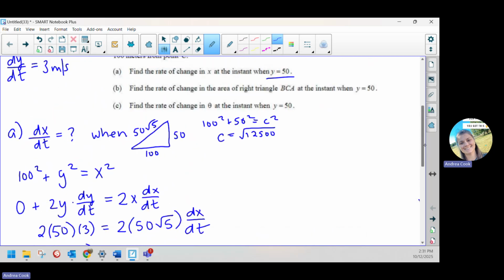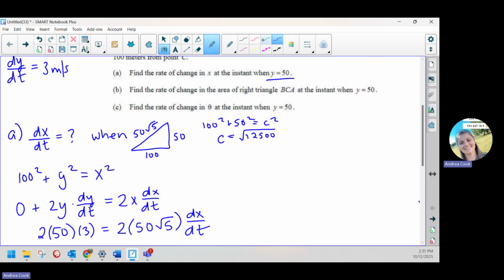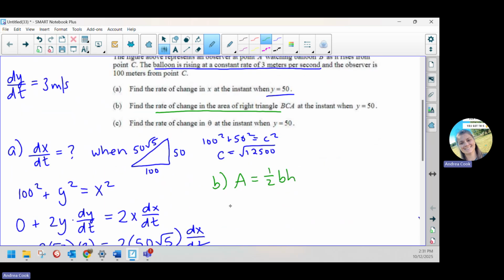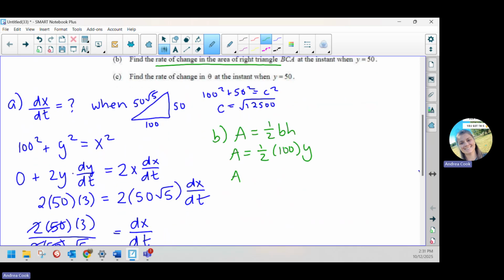Part B, they want us to find the rate of change in area of the right triangle. So the area of a triangle is 1/2 base times height. So in our picture, the base is 100 and the height is y. So I'm going to change this area formula to be 1/2 times 100 times y, which is the same thing as 50y. Then I'm going to find the rate of change.